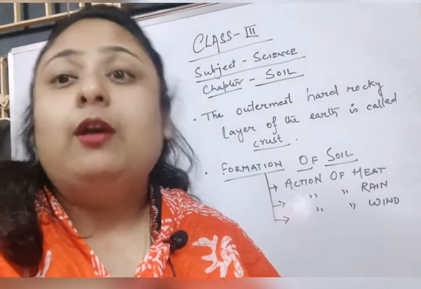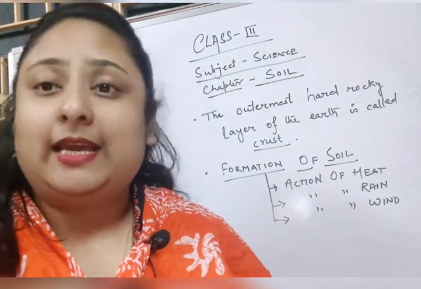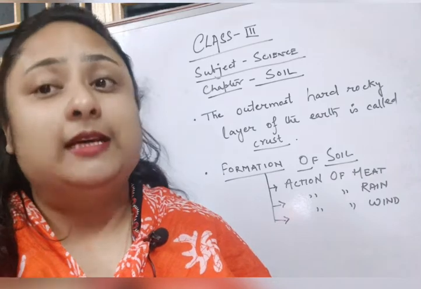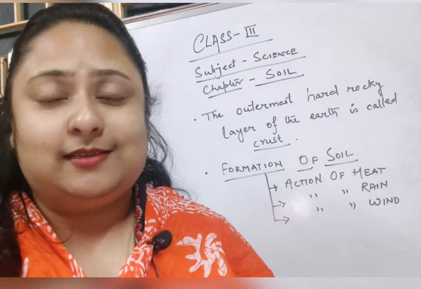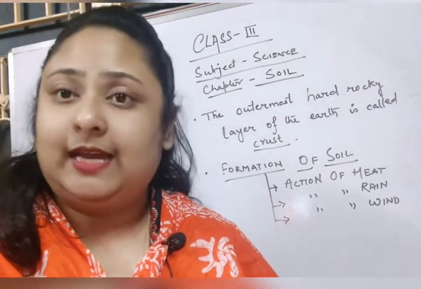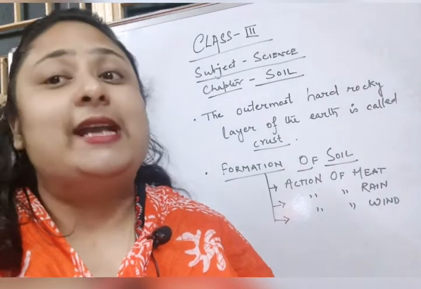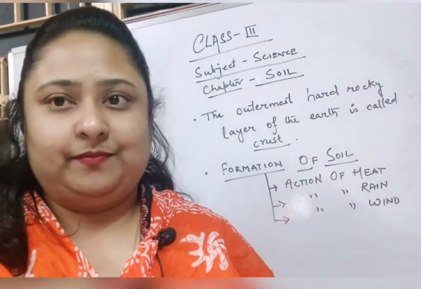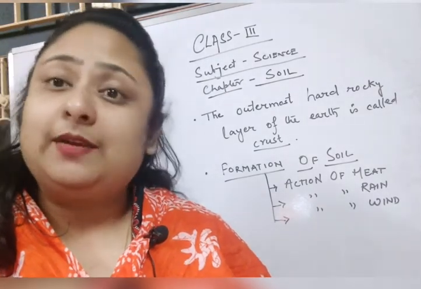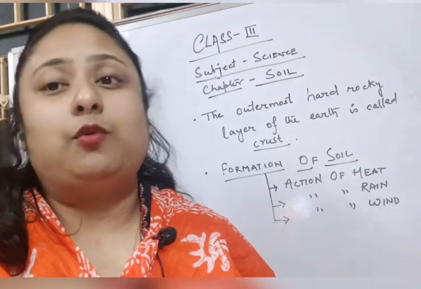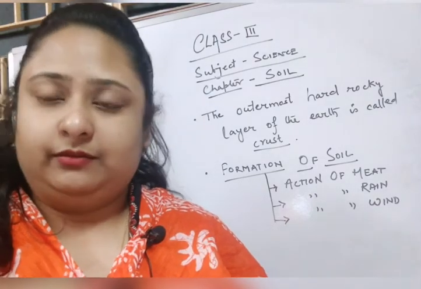Children, tell me, where do these rocks get heat? The heat is absorbed from the sun. Children, when the temperature rises due to the heat of sun in the daytime, the rocks get bigger. This is called expansion of rocks. When at night the temperature falls and it becomes cool, the rocks also cool down. Now, this is called contraction.